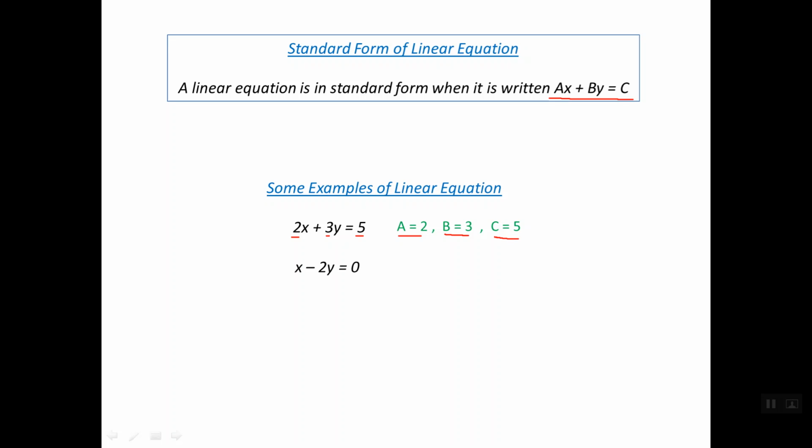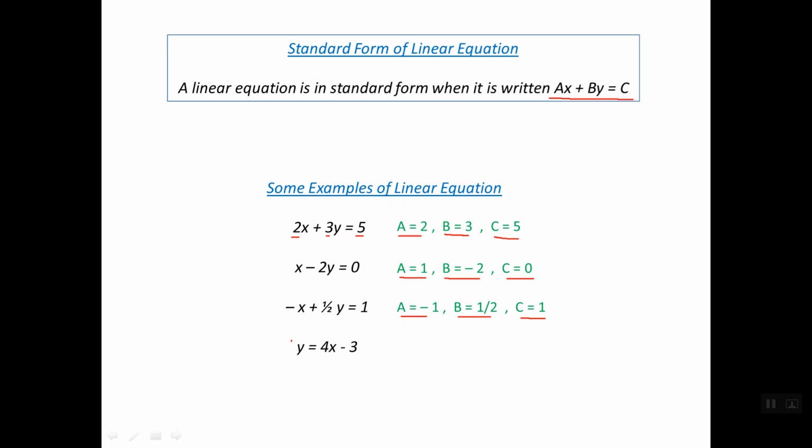x minus 2y is equal to 0. Again, this is a straight line. The value of a, the coefficient of x, is equal to 1, b is minus 2, and the value of c is equal to 0. Minus x plus 1/2 of y equal to 1. Again, this is a straight line equation with a equal to minus 1, b equal to 1/2, and c equal to 1.